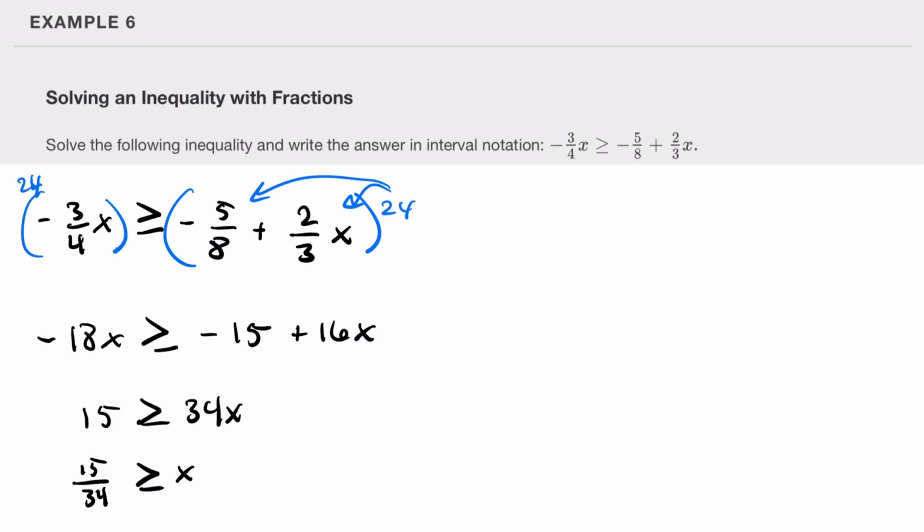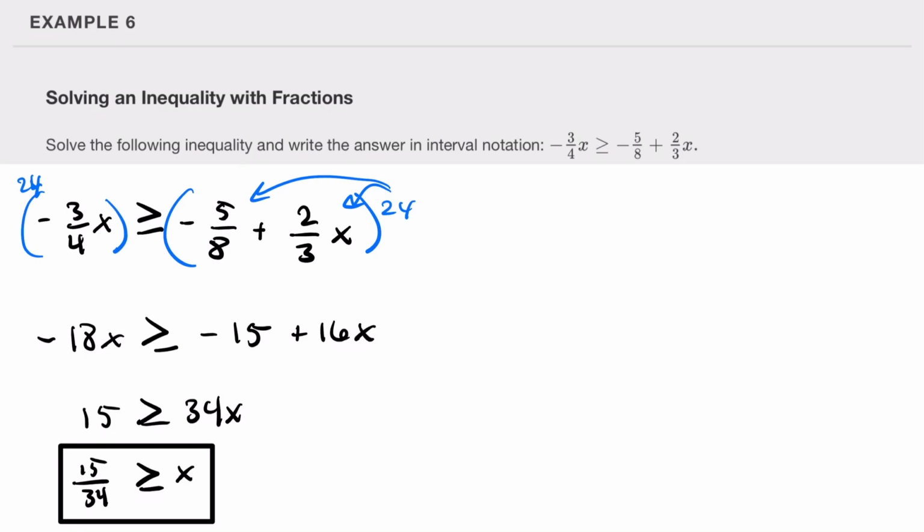Let me make sure I didn't make any mistakes. Or I mean, we can check it by choosing a few test points. 15 over 34 is just below a half, right? So we could choose numbers like 0 or any negative number, basically any number less than 15 over 34. Let's try when x is 0. On the left we get 0, which is bigger than a negative number, right? So that one checks out.